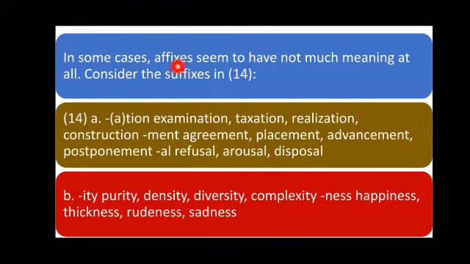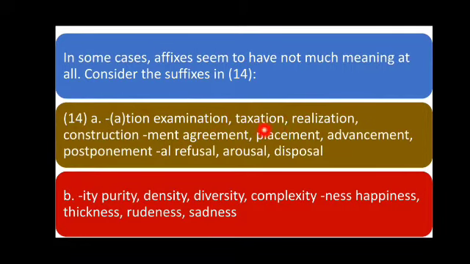In some cases, affixes seem to have not much meaning at all. Consider the affixes in 14. It means that in some cases, affixes will not give us meaning at all. For example, we have tion, like in examination. Examination is a noun, while exam is a verb. What is tion? That is a suffix. When we add it to the verb exam, it becomes examination. We don't have any potential meaning here; meaning is not given at all by this suffix.